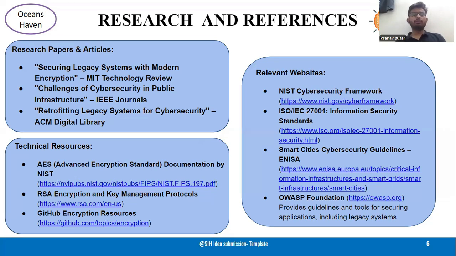The second one is for technical implementation. We rely on widely recognized standards. The first one is the AES Advanced Encryption Standard documentation from NIST. Then the second one is RSA encryption and key management protocol. The third one is the GitHub resources to ensure that our encryption methods align with open source best practices.